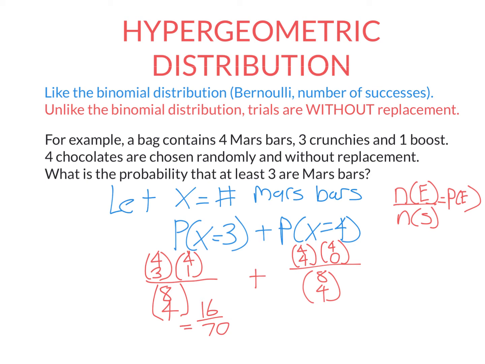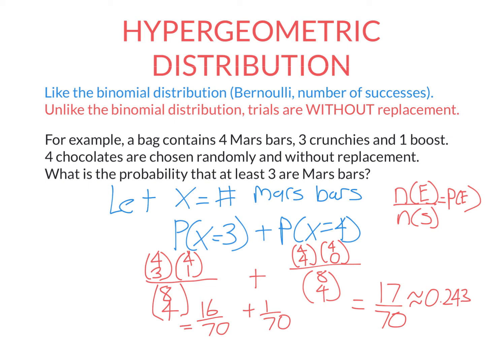So this will become 1 over 70. So the total probability is 17 over 70, just adding up these two numbers. And that gives us about 0.2429, about 0.243. So there's about a 24.3% chance that we will get at least 3 Mars bars.